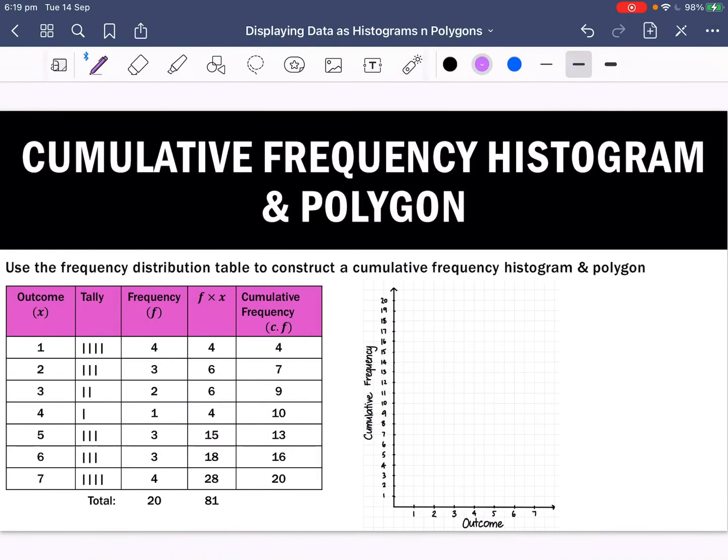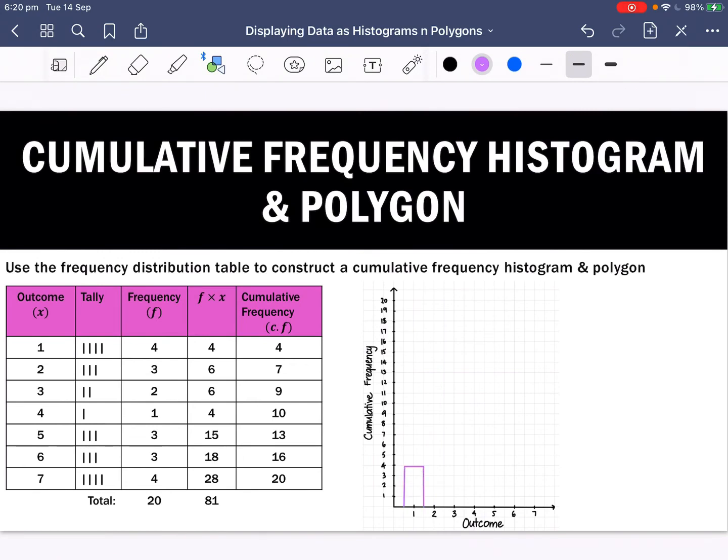Okay, and finally, what we want to do is use the frequency distribution table to construct a cumulative frequency histogram and polygon all on the same graph. So I'm going to do exactly what I did for the cumulative frequency histogram and the cumulative frequency polygon in the previous 2 slides, but just put it on this graph. So I look at my outcome of 1, it has a cumulative frequency of 4. So I draw my column going up to 4, like so. Oh, that's not very straight.